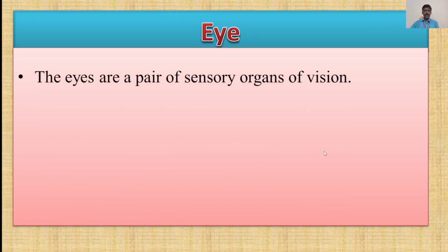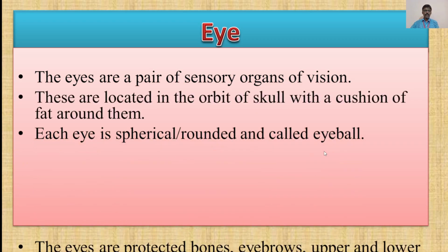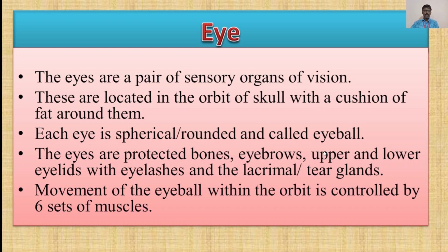In this topic, we are going to study two important sense organs of the human being. The first sense organ is the eye. Now what is the eye? All of us know, but in our scientific manner, we have to understand and study the structure of the eye. The eyes are a pair of sensory organs of vision.